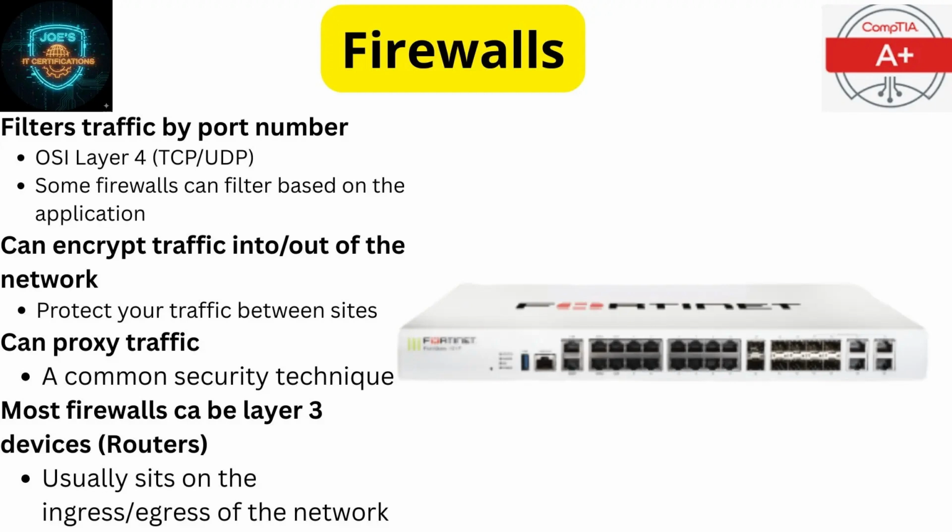A traditional firewall makes decisions about allowing or disallowing traffic based on the port number of traffic that's traversing the firewall. So a firewall will look at the TCP or UDP port number and then compare that to a set of access lists inside the firewall that determine whether that traffic is allowed or disallowed.